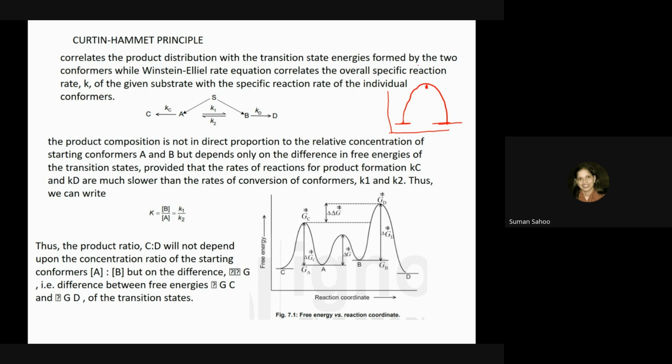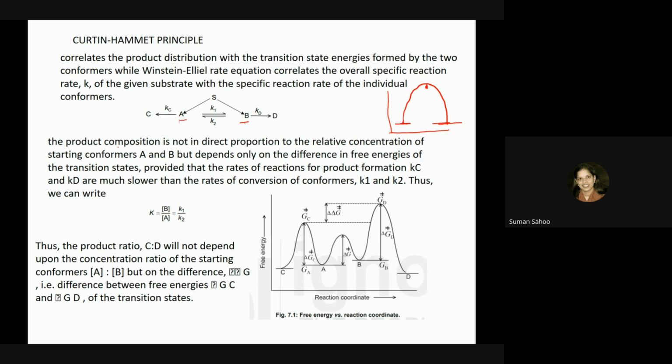The more this energy, the slower the reaction rate will be. The less this transition state energy, the faster the rate of reaction would be. So this Curtin-Hammett principle correlates the product distribution with the transition state free energies formed by the two conformers. This rate equation correlates the overall specific reaction rate of the given substrate with the specific reaction rate of the individual conformer. For example, this substrate has two conformers A and B, which can be interconverted by equilibrium constants K1 and K2.